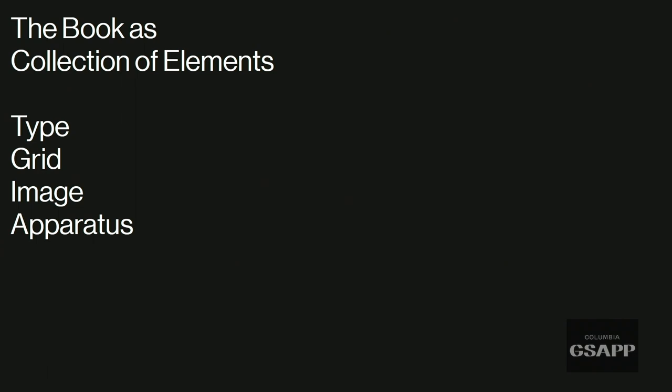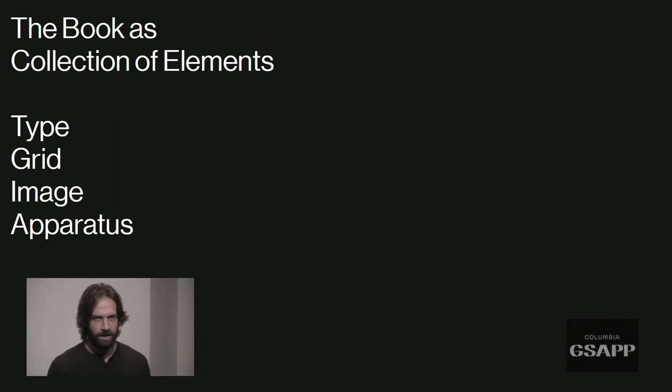So as I said, this lens through which to see a book as a collection of elements, this first half is going to be didactic and prescriptive. We're going to look through four significant elements and how they contribute to the sum of a book's whole. And that's typography, the grid, images, and then a bit more of an in-depth look at the apparatus, an index of all of the elements that make up a book, as far as page numbers, covers, spines, these kinds of things.